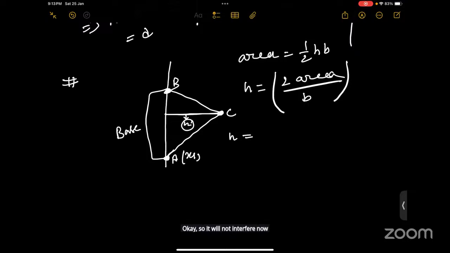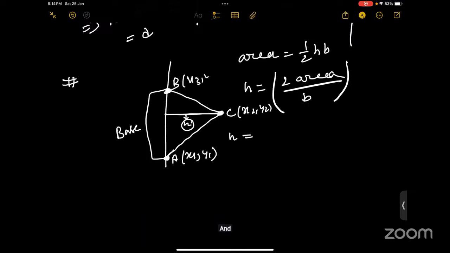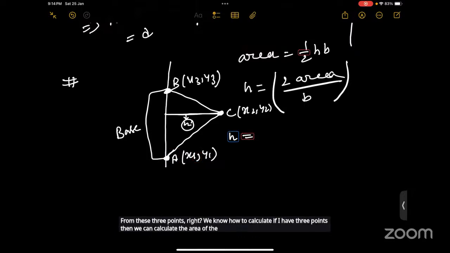Okay. So if I take the coordinates as x1, y1, this as x2, y2, and this as x3, y3, now we can calculate the area of the triangle from these 3 points, right? We know how to calculate it. If I have 3 points, then we can calculate the area of the triangle using these 3 points, right?